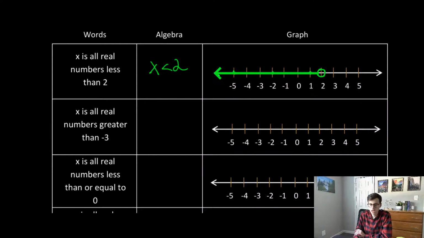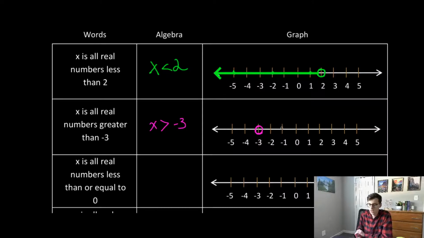Okay, x is all real numbers greater than -3. So again, x, we'll change colors here. Let me change a few things there. X is greater than -3. Okay, so we start at -3. And again, it doesn't include -3. It's everything that's larger than -3. So we draw an open circle at -3. Then a line that covers all of the numbers greater than -3.